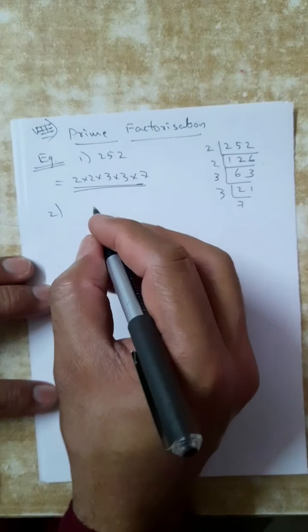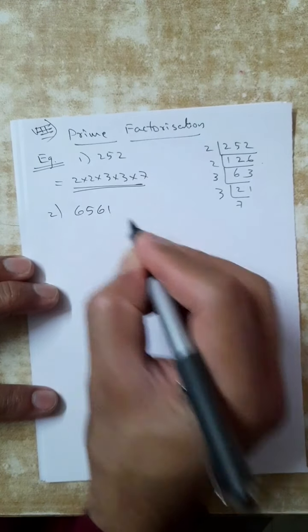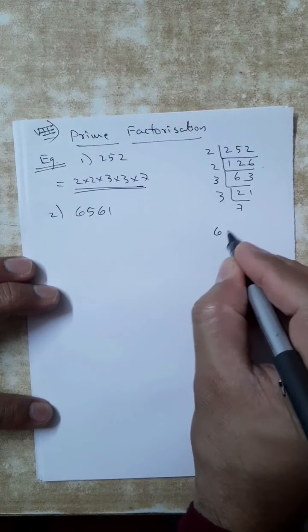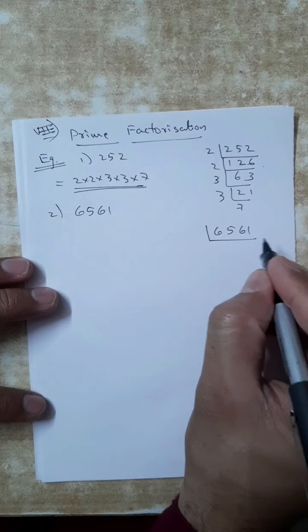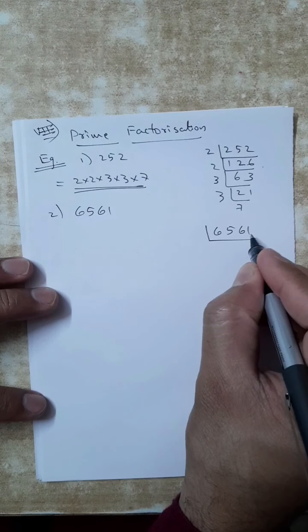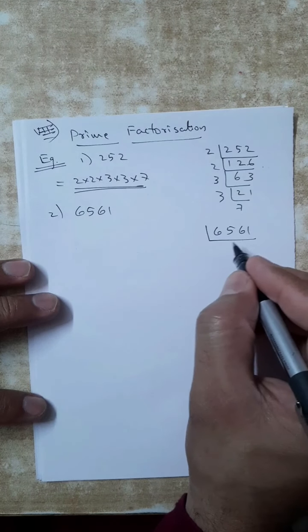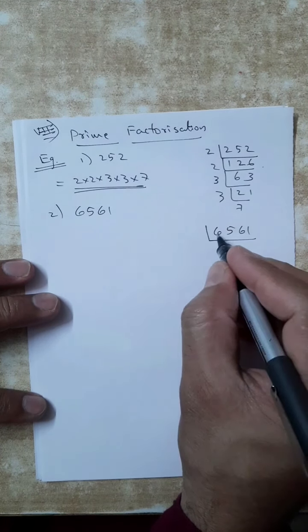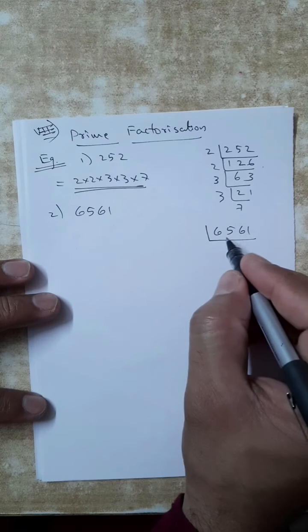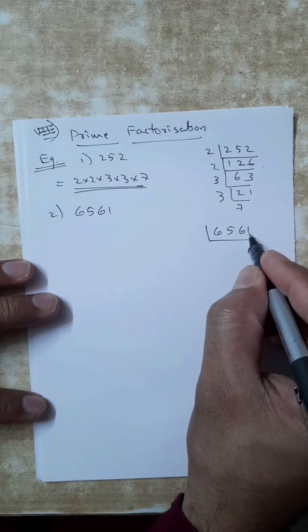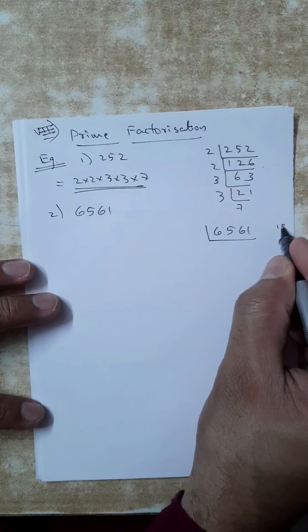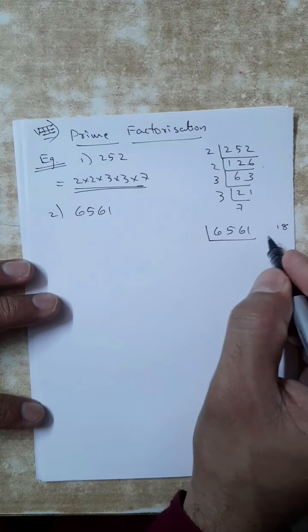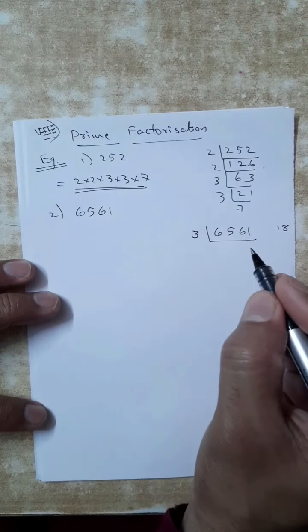Another example, 6561. First think about 2. Not possible because the last digit is 1. It is an odd number, not possible. Now 3. 3 means what? Sum of the digits: 18. Sum of the digits 18 means multiple of 3. So it is possible. So we can write 3.